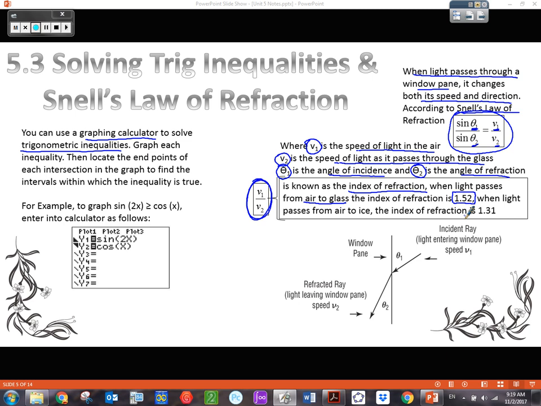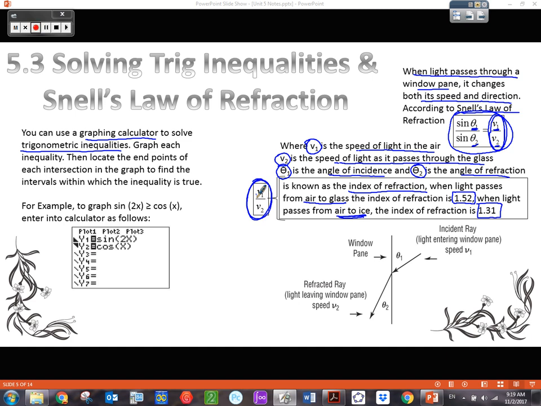So that's what you would replace. You would replace this part right here, this v1 over v2, with 1.52 if your scenario was that the light is passing from air to glass. That's what you would do. If the light is passing from air to ice, then the index of refraction is 1.31. Again, that would replace this v1 over v2 in the formula, if that's what we were doing.